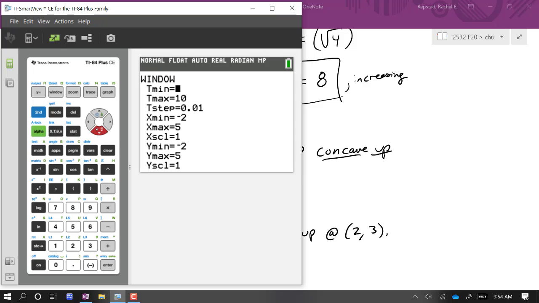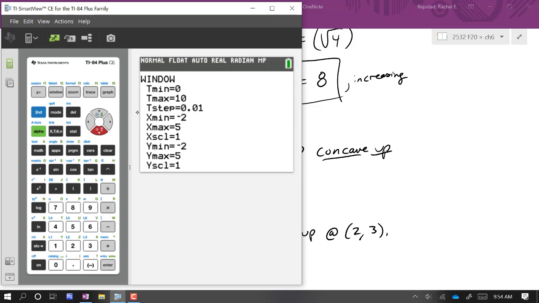And then this last part is important. This is t-step. That's how often we want it to stop and plot a point, right? Because what it's doing is stopping at a value t, finding x and y, plotting that point, and then stopping at another value t, finding x and y, and plotting that point. The smaller the value for t-step, the more finely accurate your curve will be. If t-step is too large, it could look like just a connect-the-dots thing.